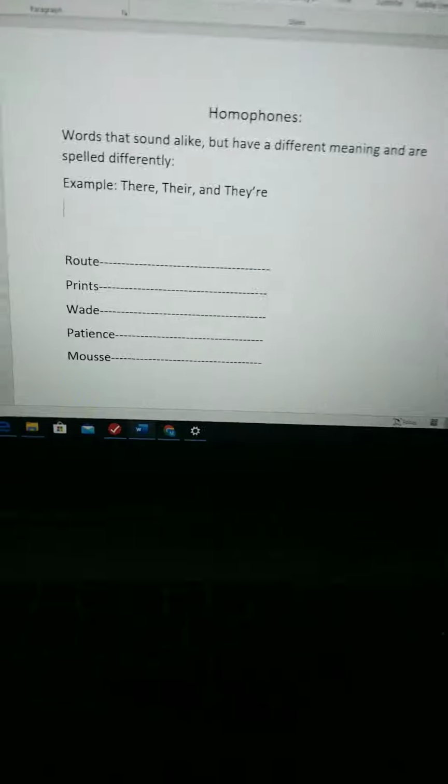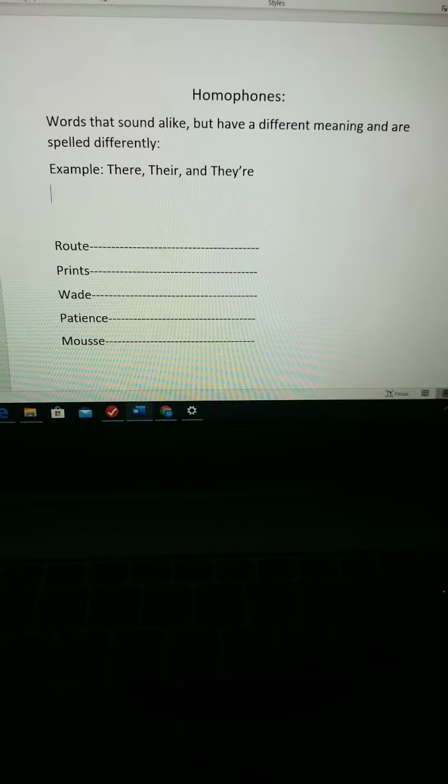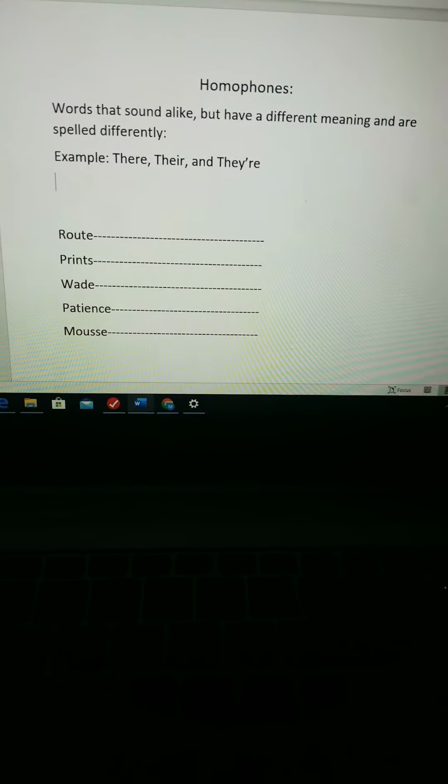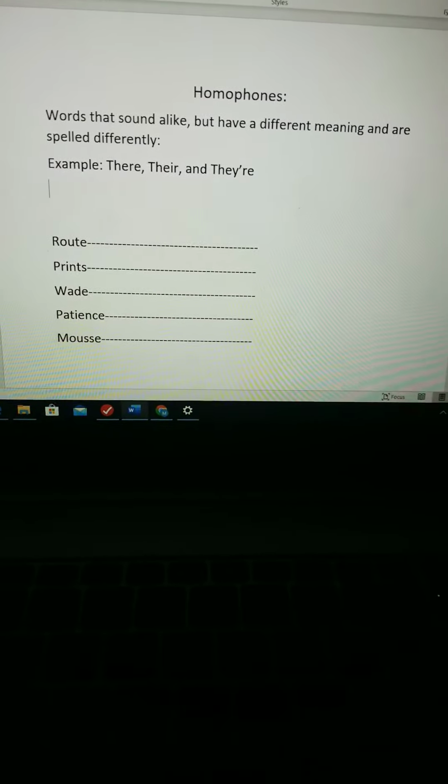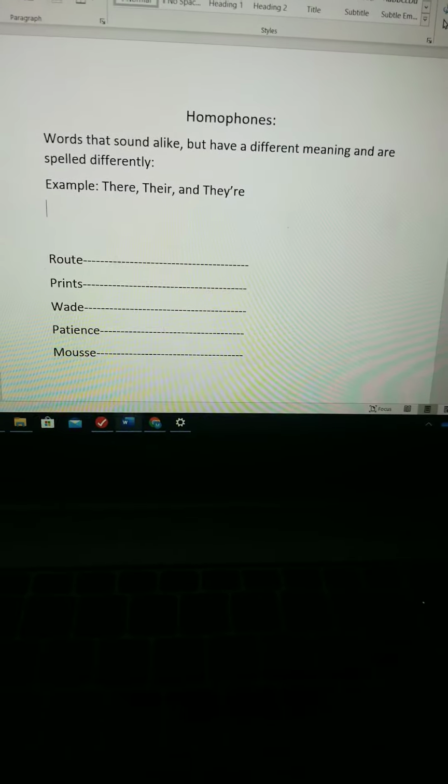The other thing that we are working on tomorrow is homophones. If you missed yesterday, Wednesday, this is what we are working on. Words that sound alike but have a different meaning and are spelled differently. And the example we talked about was there, their, and they're.